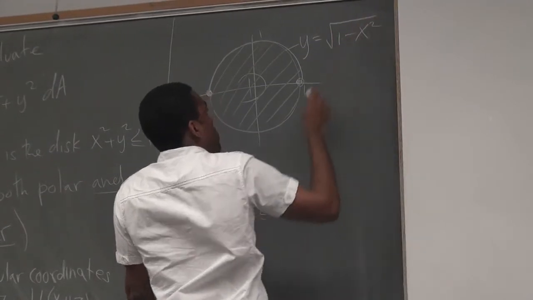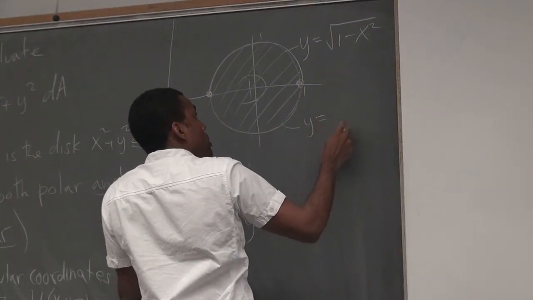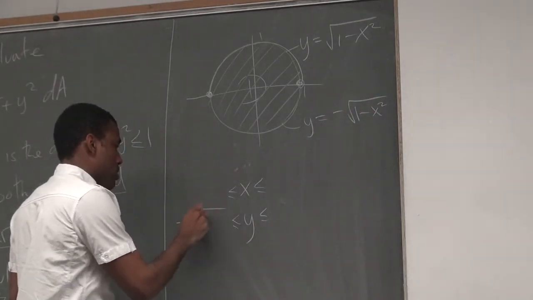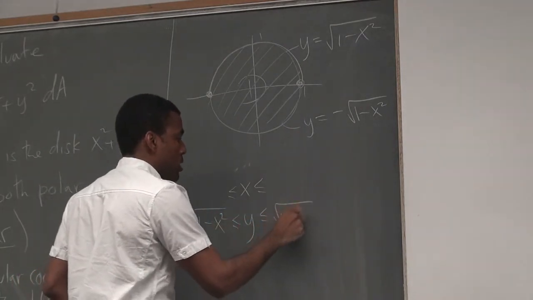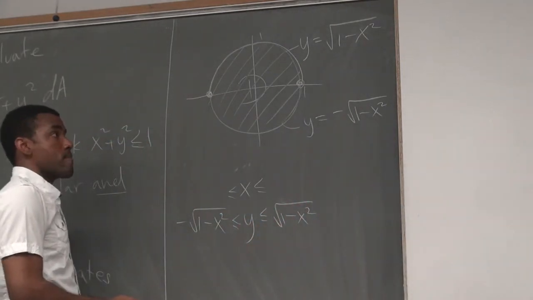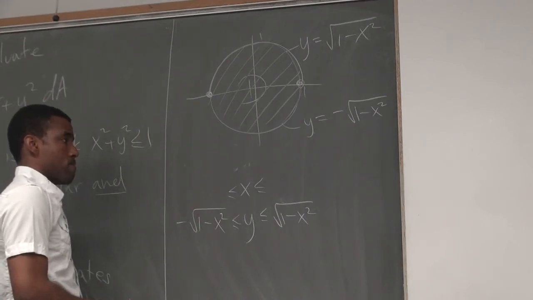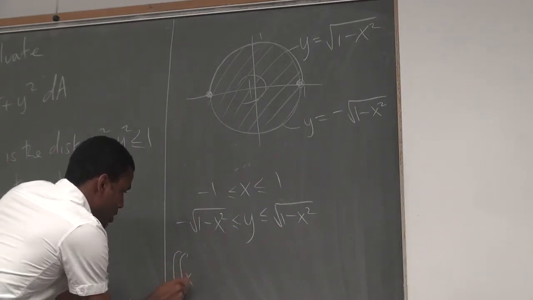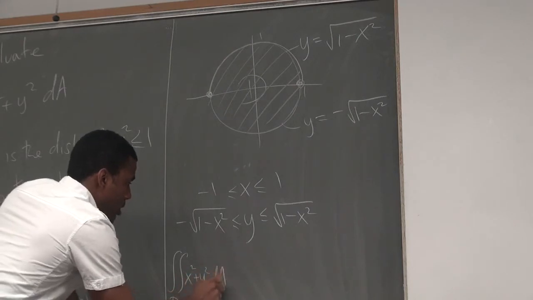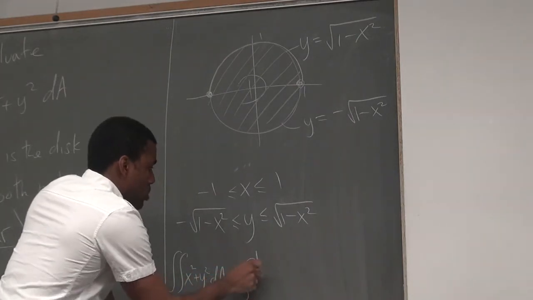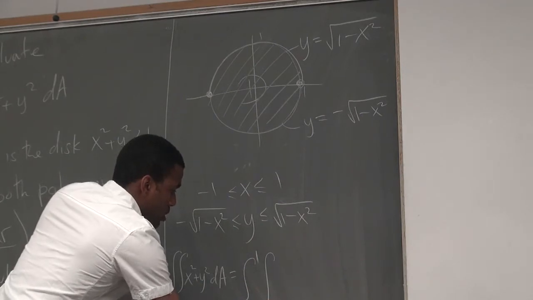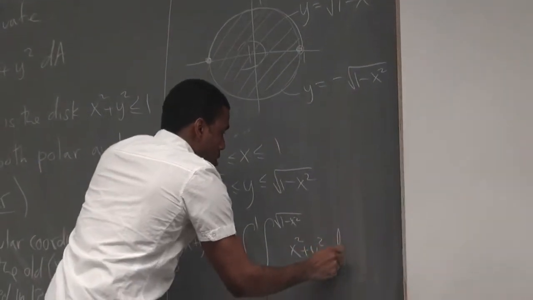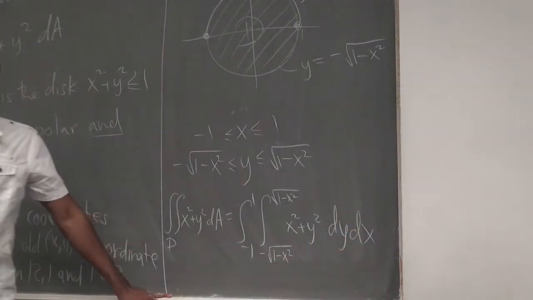Radical of 1 minus x squared. Then the bottom part you'd write as negative radical of 1 minus x squared. So in other words, y goes from negative radical 1 minus x squared up to positive radical 1 minus x squared. Where are the limits on the x? Negative 1 to 1. In other words, the integral over D of x squared plus y squared dA could be written as the integral from minus 1 to 1, of the integral from negative radical 1 minus x squared to positive radical 1 minus x squared, of x squared plus y squared dy dx. Right?